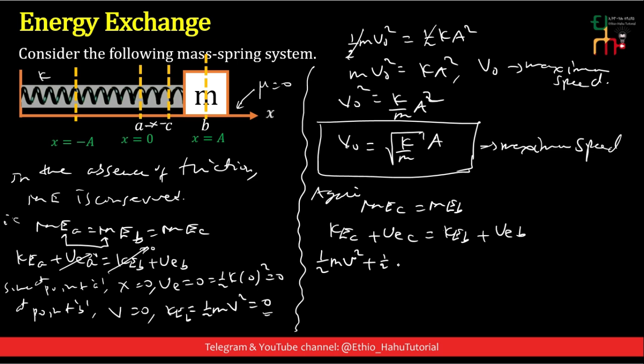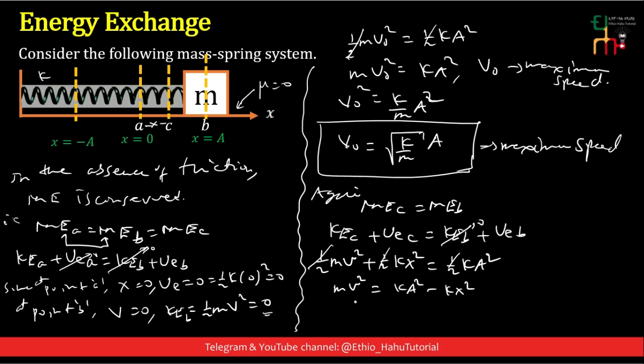Half times k times x square, which is equal to kinetic energy at point B, which is 0 because when it reaches point B, the speed is 0. And we have only maximum elastic potential energy, half times k times a square. Since on both sides we have half, half goes with half. And m times v square is equal to k times a square minus k times x square.